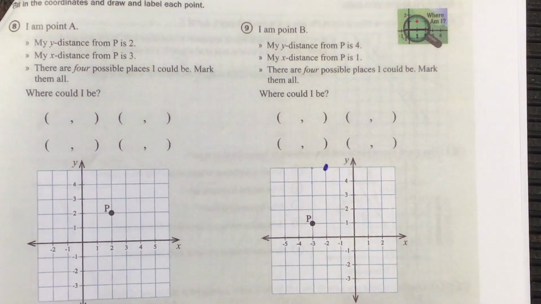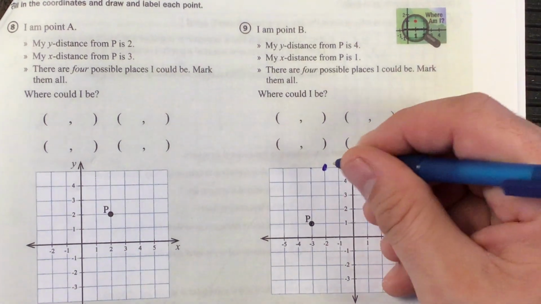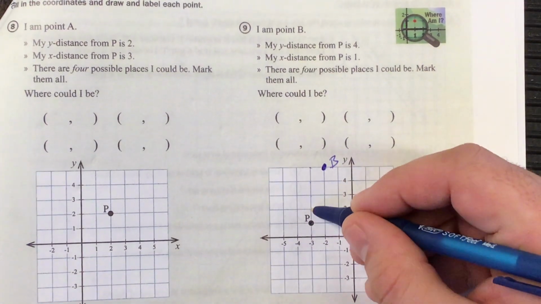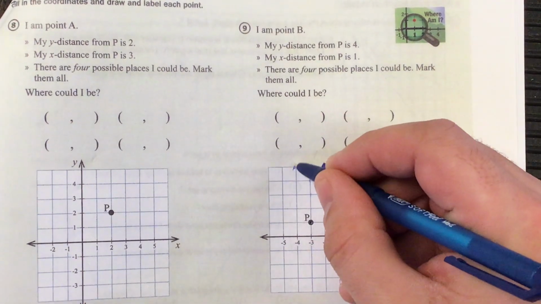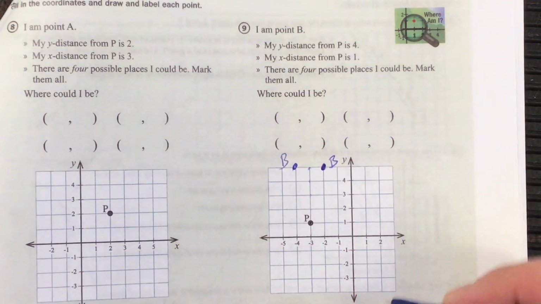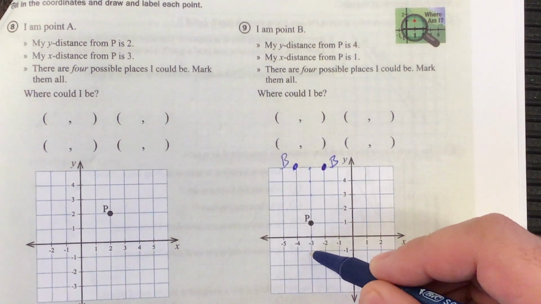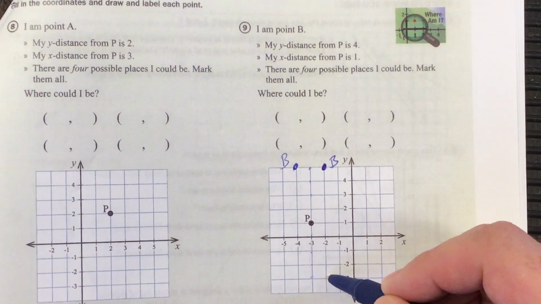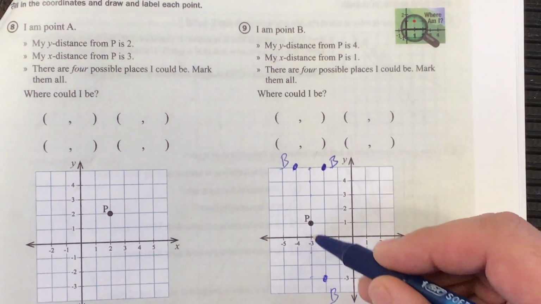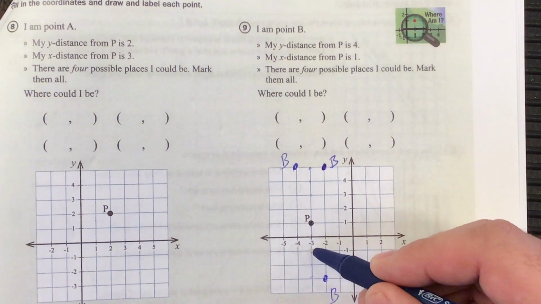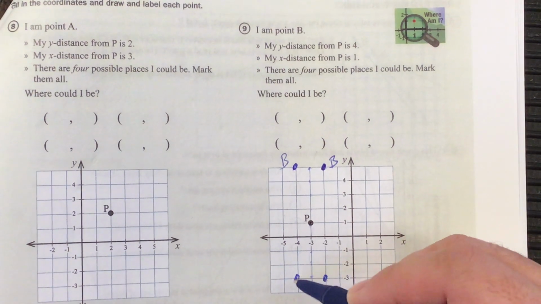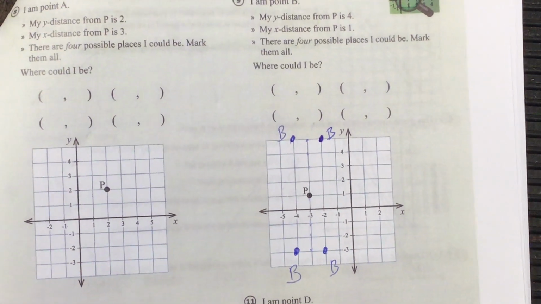There's one possibility for the letter B. I also could go up 4 to the left 1. Or I could go down 4 to the right 1. And I could go down 4 and left 1. So those are the 4 possibilities for B.